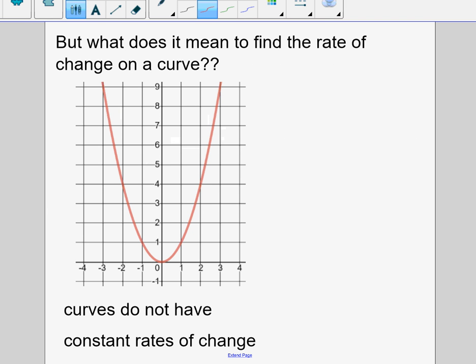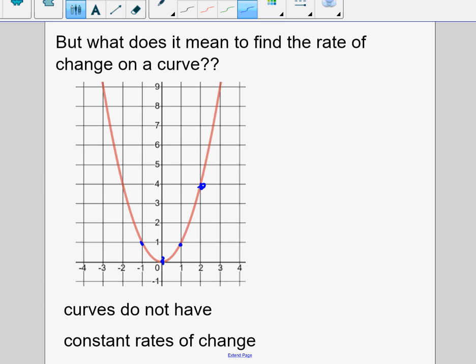But what does it mean to find the rate of change on a curve? And I'm just going to mark a couple of the points on this graph that are easy to use. We've got one at -1, 1. We've got a point at 0, 0. We've got a point at 1, 1. We've got a point at 2, 4. Because I don't like to use fractions if we can use whole numbers. We'll just focus on those points.